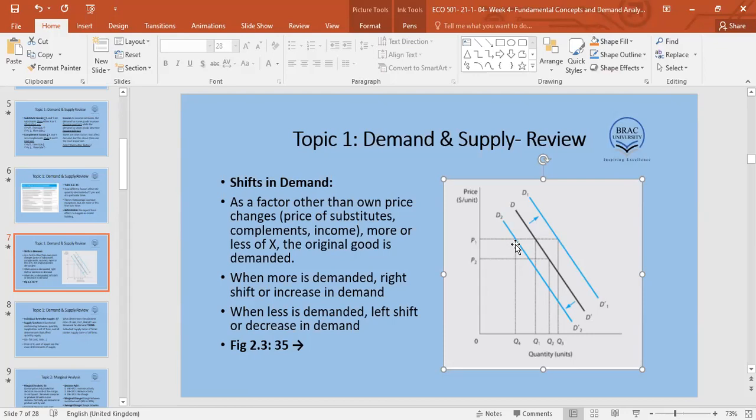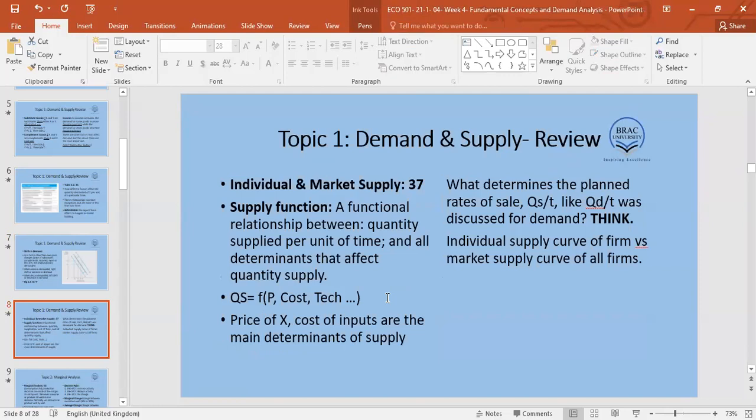Okay, then now let me generalize this topic. Any rightward movement is an improvement. Any leftward movement is just the opposite of improvement. So if the demand curve is shifting to the right, that means people are demanding more at the same price than before. So it's an improvement. If it moves inwards to the left, then people are demanding less compared to before. And with supply, this is the same thing.